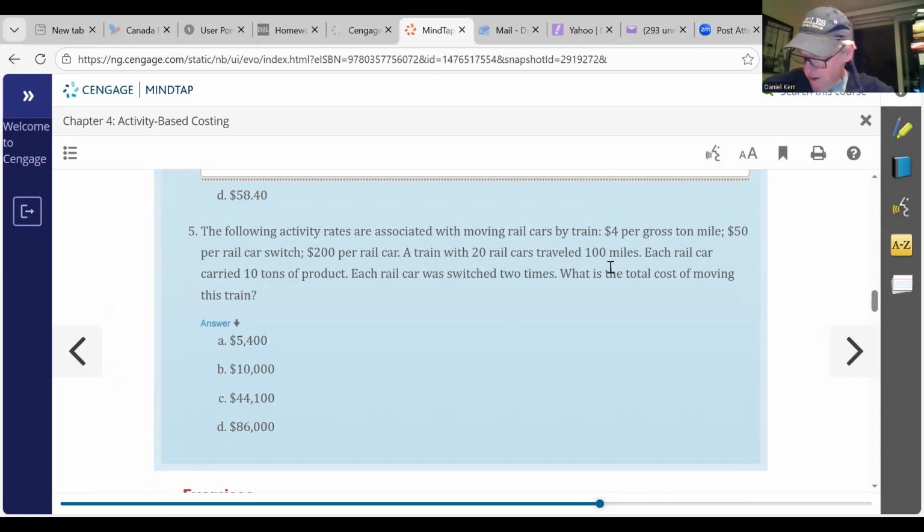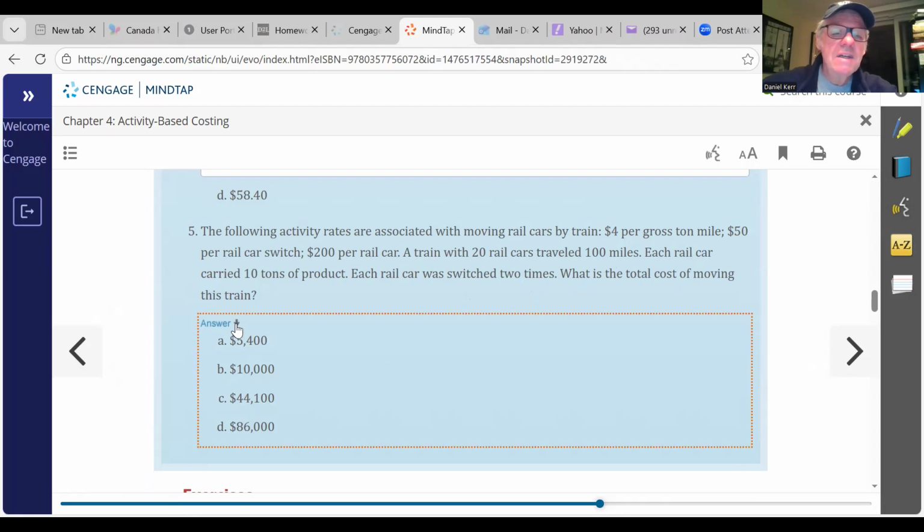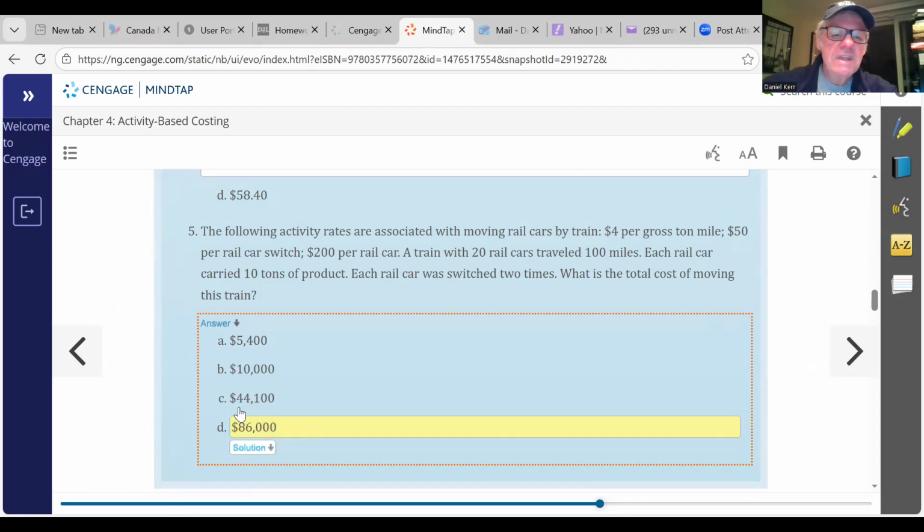You're going to have to figure out the weight. You're going to have to figure out the switching. You're going to have to figure out the per car cost. Okay. And when I worked this through, I came up with 86,000, which is D. And let's see how we got there. So it is 86,000.